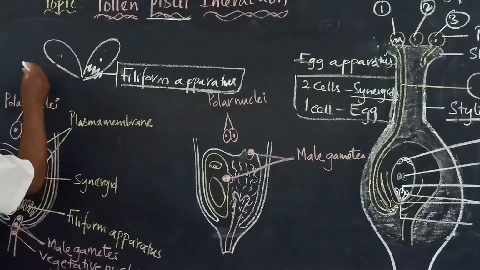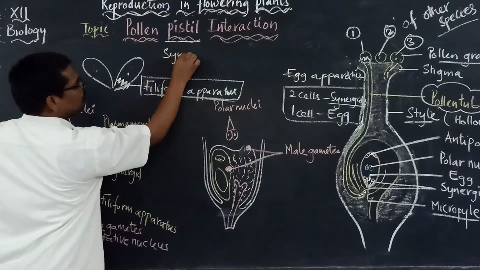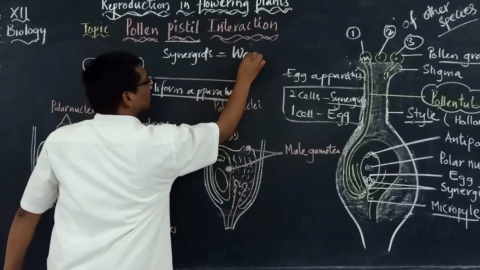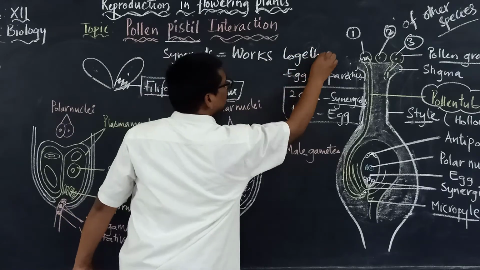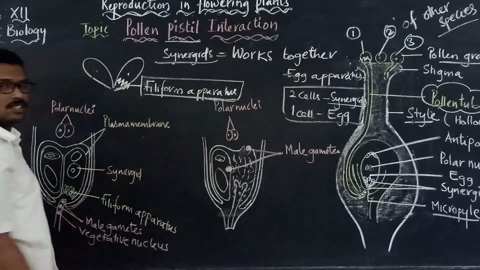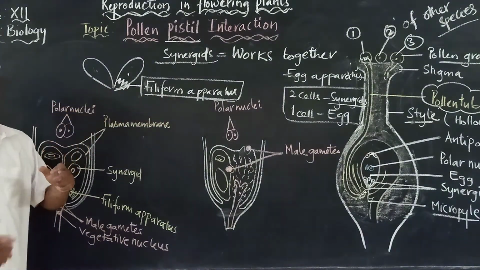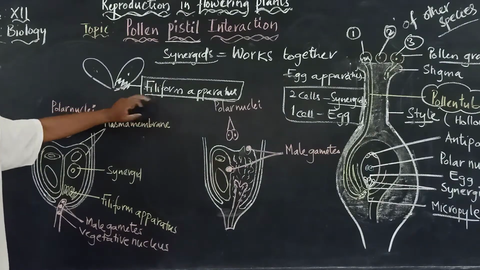The word synergids means working together, or works together. So what do they have? The filiform apparatus, a highly folded wall.